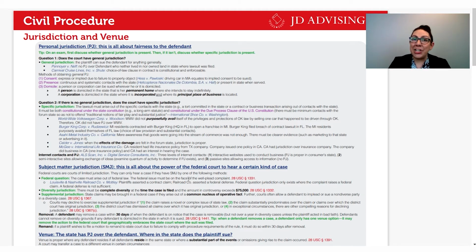A corporation, on the other hand, can have two domiciles. A corporation is domiciled, number one, in the state where it's incorporated. This is where they file their paperwork to be a corporation. So you just look to see where they filed their paperwork, and that's considered a domicile of the corporation. And then number two, they have a domicile where their principal place of business or headquarters is located. And that may not be the same state.